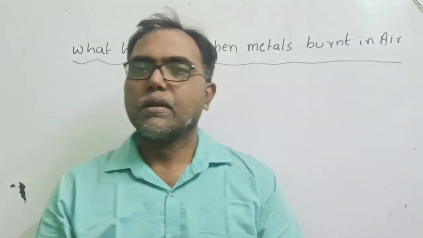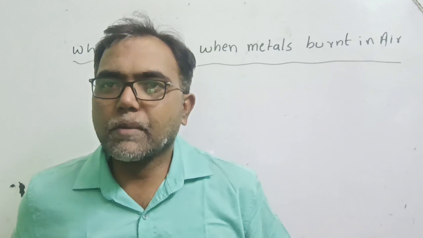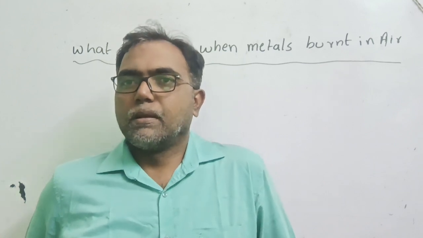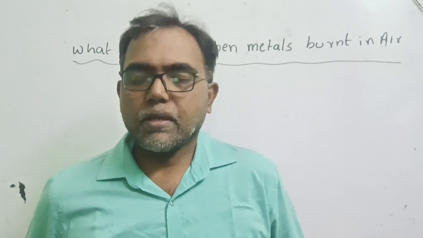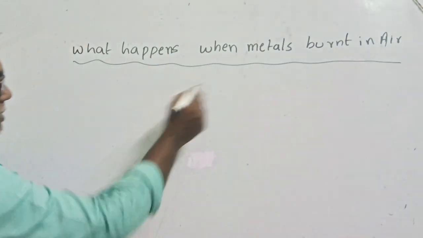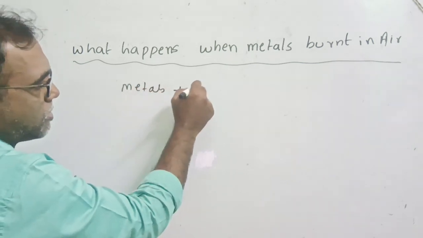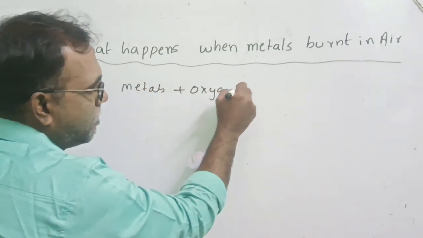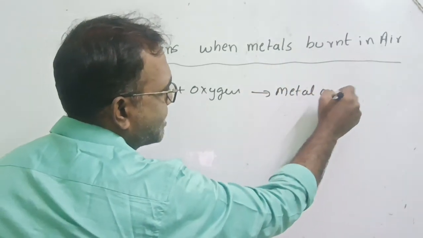Hello students, today we are going to discuss the chemical properties of metals. In that, the first one is that metals react with oxygen. Metals react with oxygen atoms to form metal oxides.